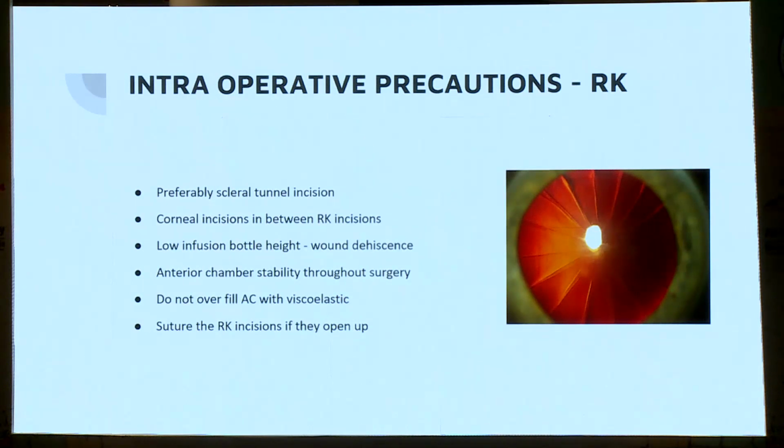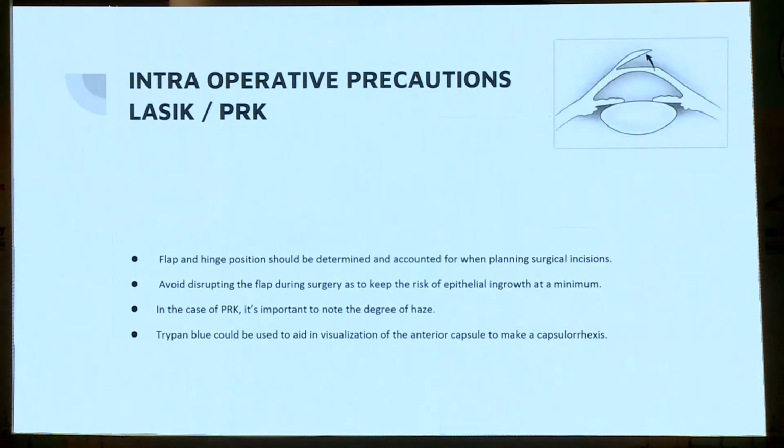Then we have the intraoperative precautions that need to be taken for RK surgery. Because of the corneal incisions, it is better to take a scleral tunnel incision, and if you are taking a corneal incision, please take it between the incisions. If it is an 8-cut incision, you can take a 2.8 millimeter keratome. If it is a 12-cut incision, you can take a 2.2 millimeter keratome. Throughout the procedure, make sure the port height is low, the AC should be maintained, and do not overfill the anterior chamber with viscoelastic. Always keep suture ready, and in case the incisions open up, be ready to suture the incisions.